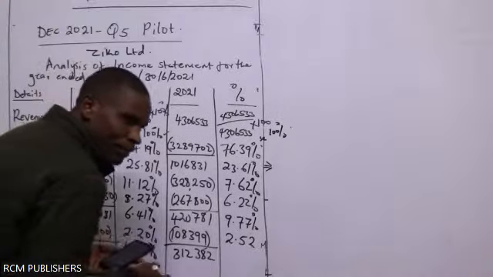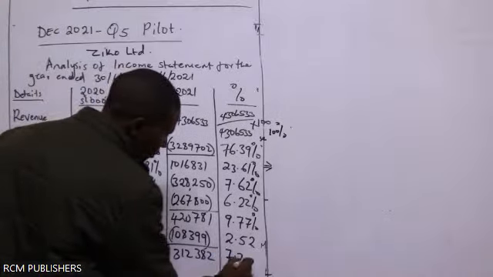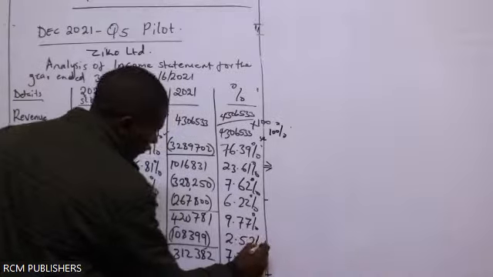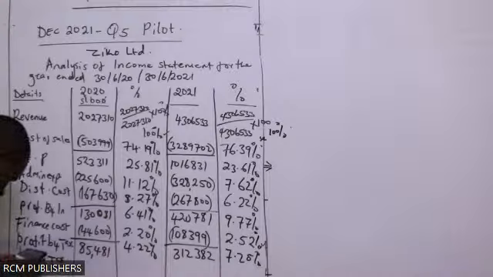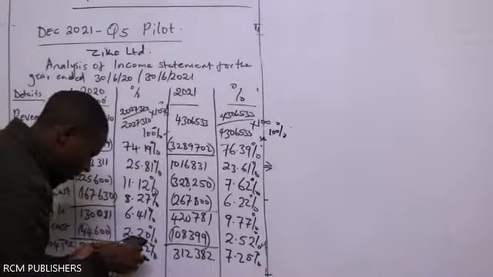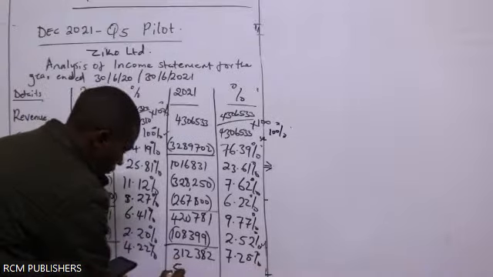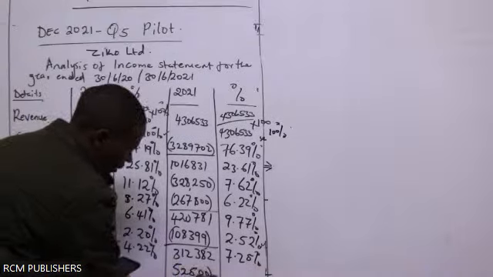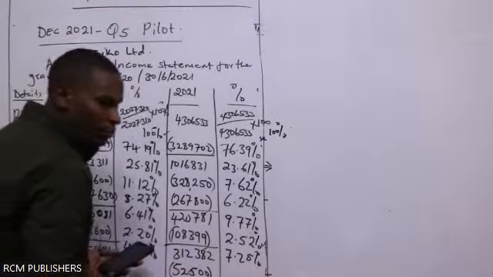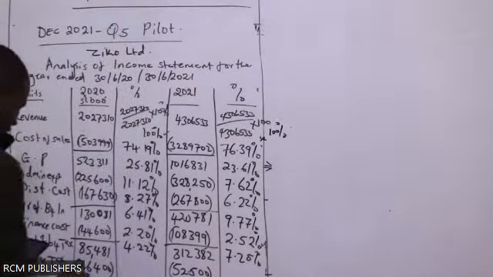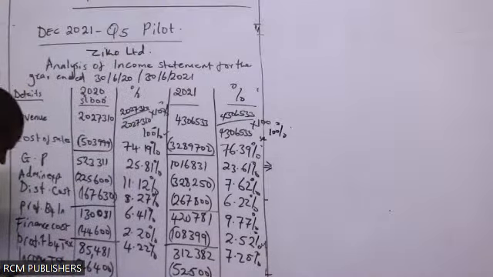Income tax expense pia 7.25%. Income tax expense, income tax tunatoa. Income tax tuko na 26,400. The other one we have 52,500. Therefore, give me the percentage of this so that we can get for income tax.